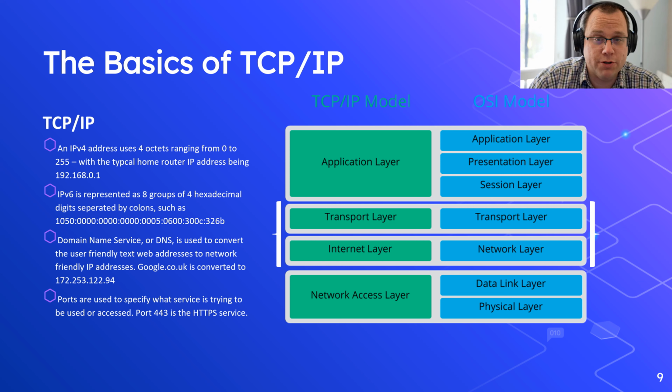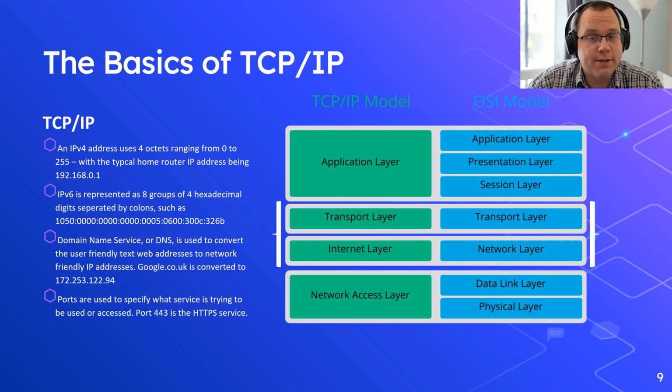IPv6 has been introduced due to technically running out of the IPv4 addresses, and an IPv6 address is represented as 8 groups of 4 hexadecimal digits separated by colons. This provides the potential for trillions of unique addresses, which overcomes the issue of availability with the IPv4 addresses.